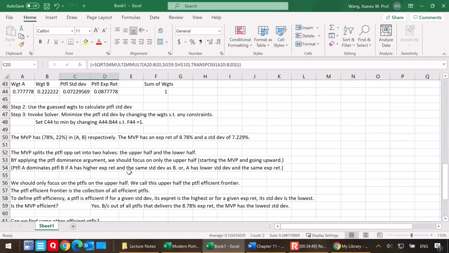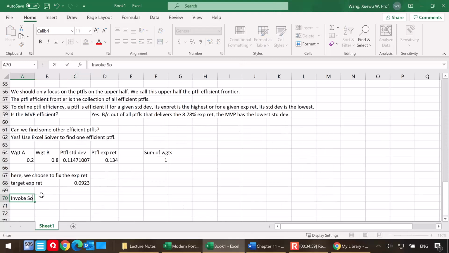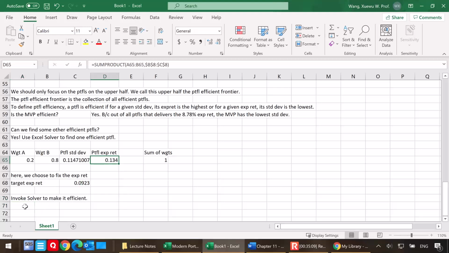Okay, and now I can actually use Excel Solver to make it efficient. All right, so invoke Solver to make it efficient. How? We're going to specify the expected return, and if you want to make this portfolio efficient, this portfolio has to have the lowest standard deviation. So you're going to set C65 equal to min by changing the guesses, the weights.